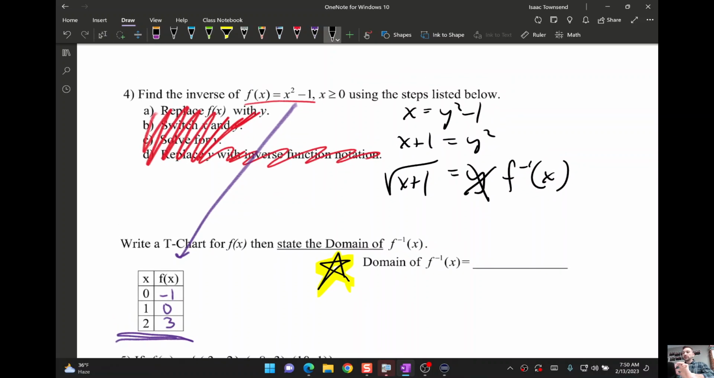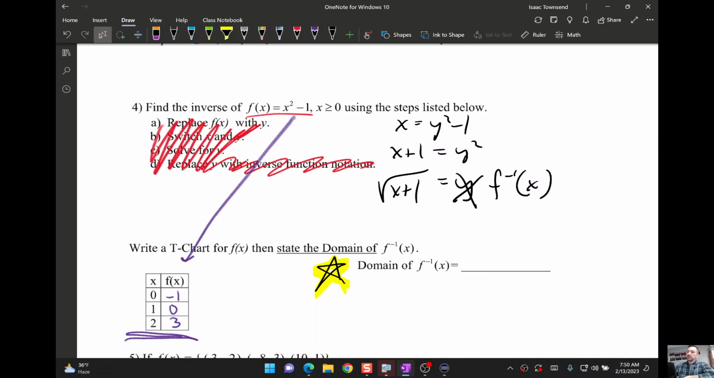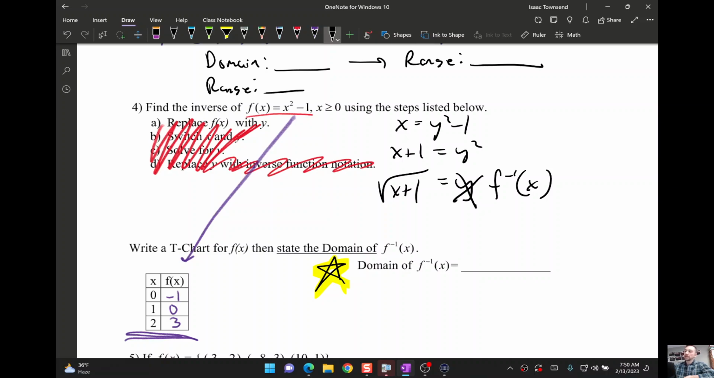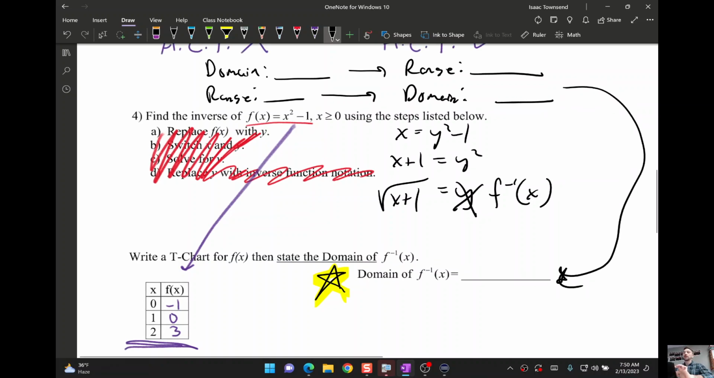But this function up here, I could have stopped, and I didn't do it right away because I didn't know if I needed, but I could have thought about its domain and its range, because if I know the domain of this, that's going to become the range of the inverse function. And if I have the range of this, I know the domain of the inverse function, which is what they're asking for. So the domain was right here. They restricted the domain to be x can be equal to 0 or bigger than 0.